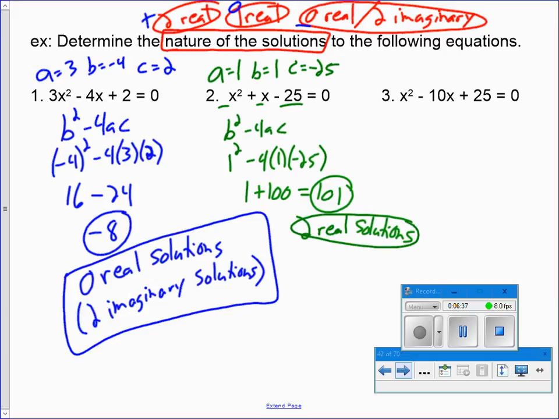So again, we don't have to actually solve this equation. We just have to say what types of answers we're going to get if the instructions say classify the nature of the solutions, or say what kind of solutions we're going to get.